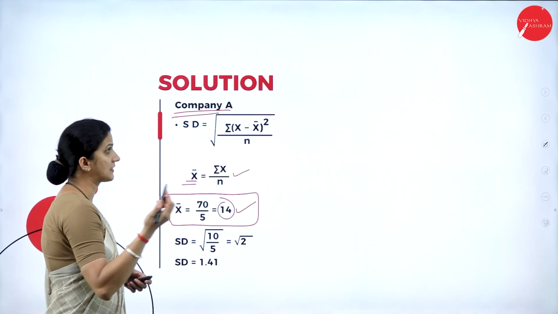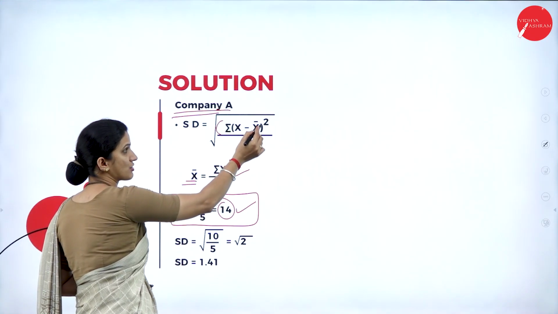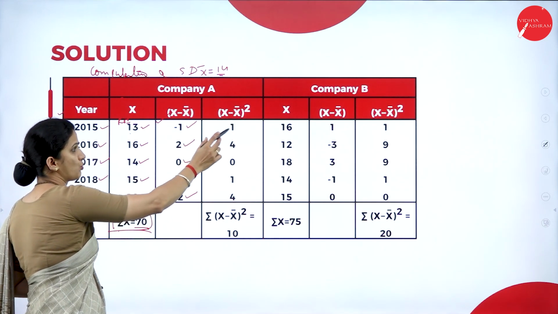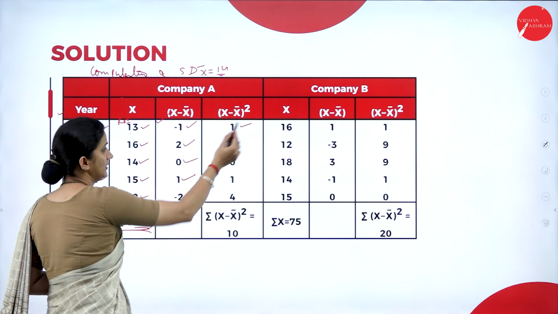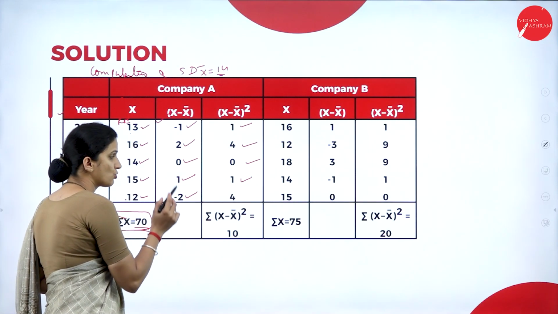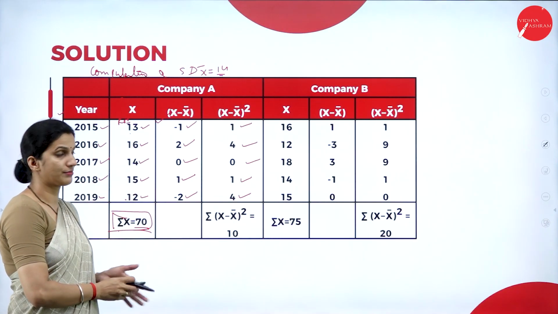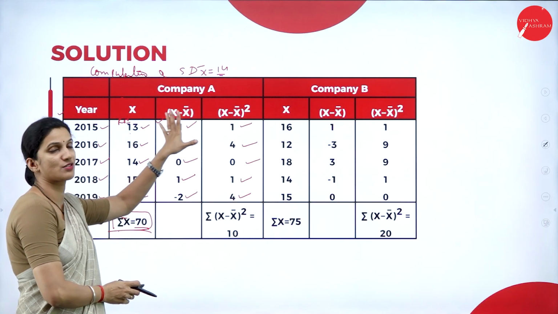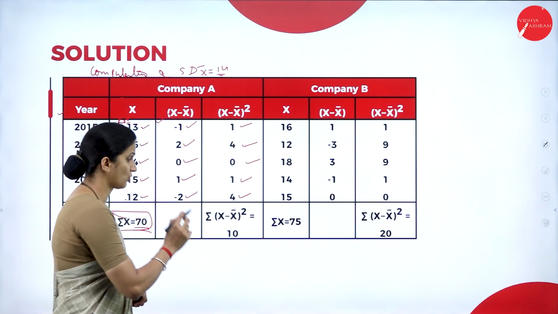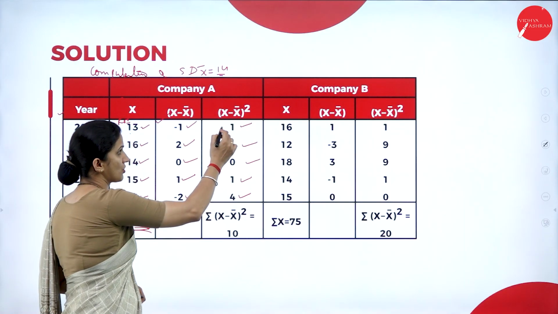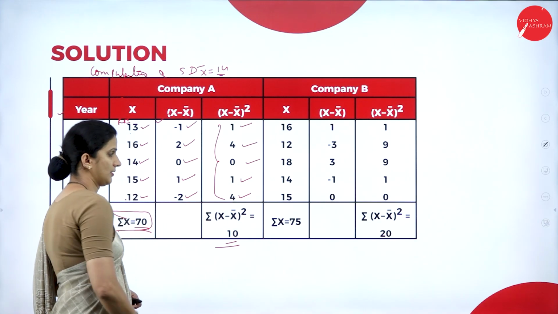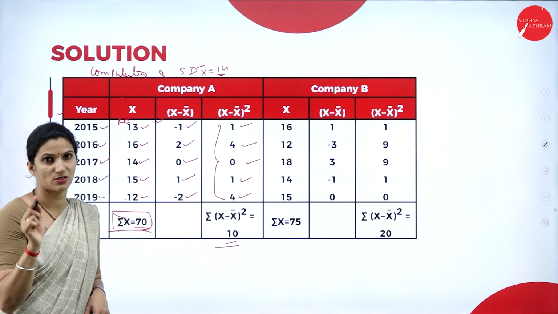Then we'll do what is X minus X bar square. That is what we need in the formula. So here X minus X bar square: minus 1 into minus 1 is 1. 2 into 2, 4. It is 0 only. 1 into 1, it is 1. 2 into 2, it is 4. So we have done the square of this X minus X bar. So now we'll find out the sigma, that is the total of X minus X bar square. So we'll do the total of this. 1 plus 4 plus 0 plus 1 plus 4, it is 10. So this is the sigma X minus X bar square total.